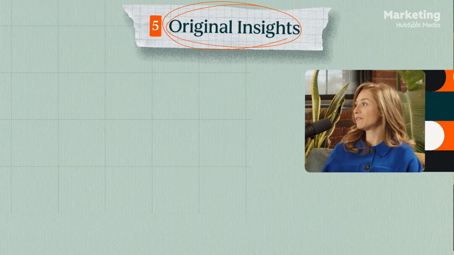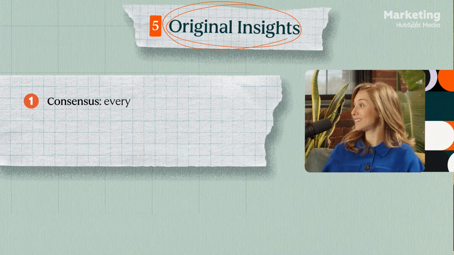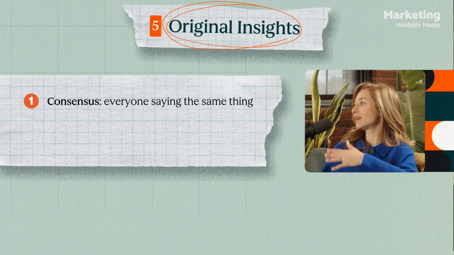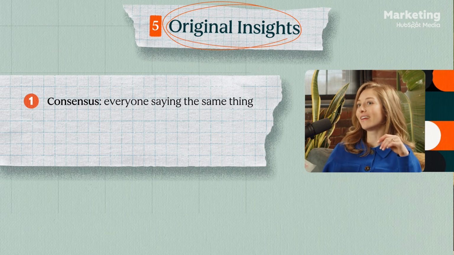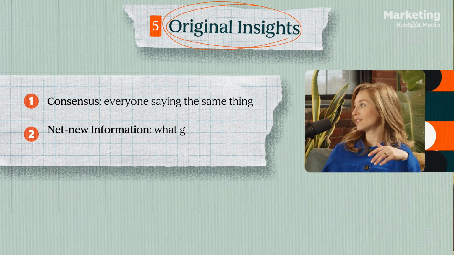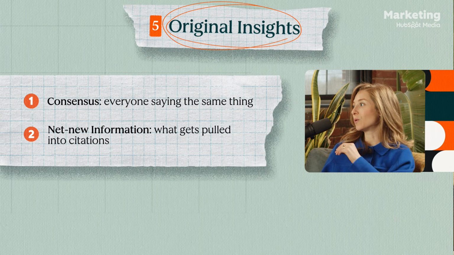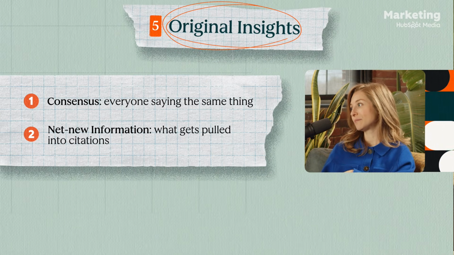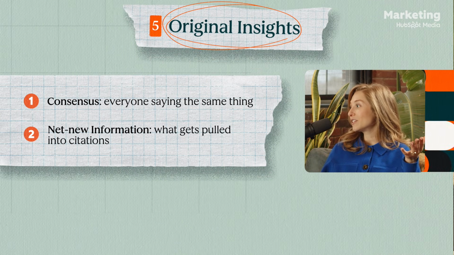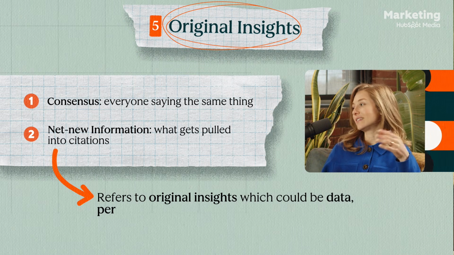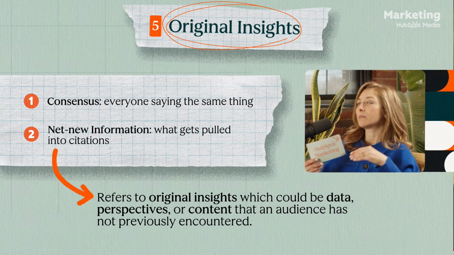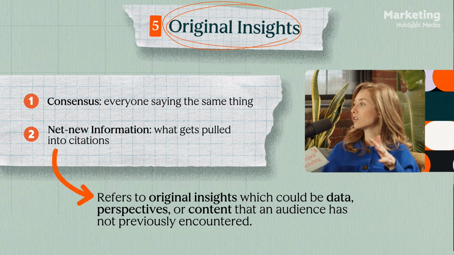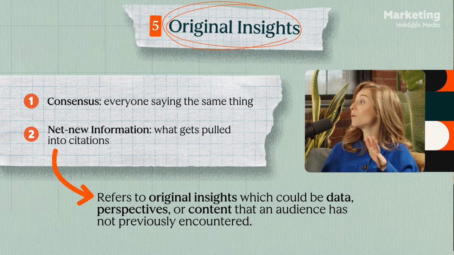Answer engines are looking for two things. They're looking for consensus: everyone's saying the same thing. We can get back to that concept in a little bit. And they're also looking for net new information. And the net new information is what's going to get pulled into citations. So how do you provide net new information? Well, we call that original insights. That could be data, that could be quotations, market research, anything you've got that no one else has.